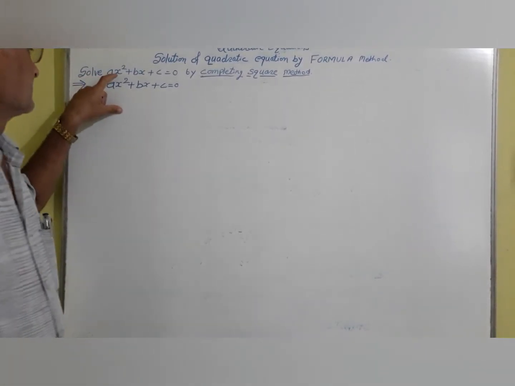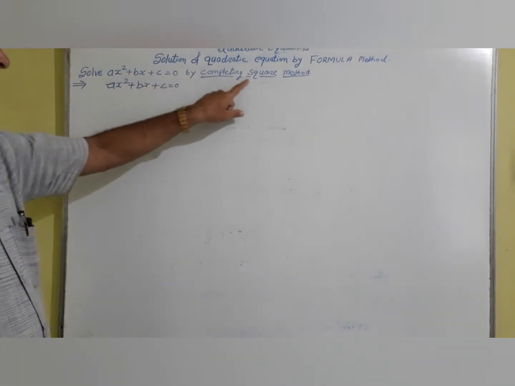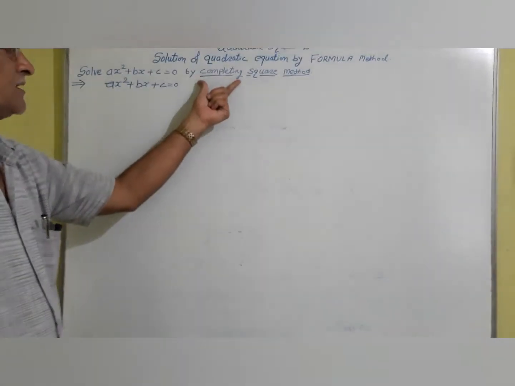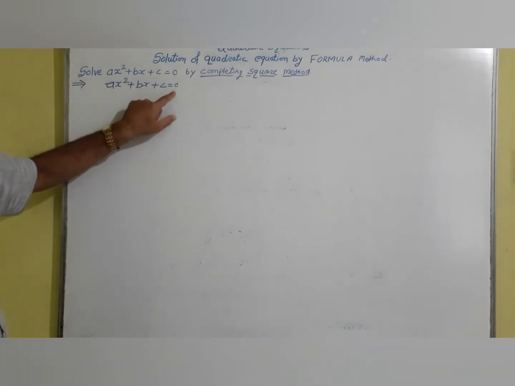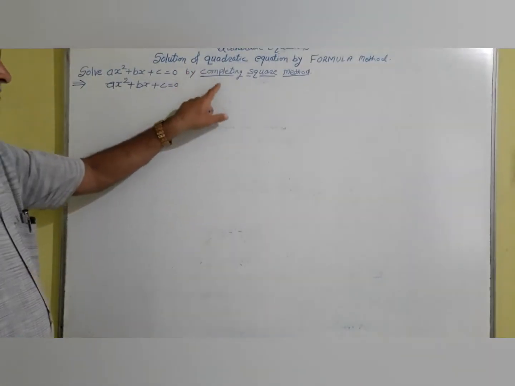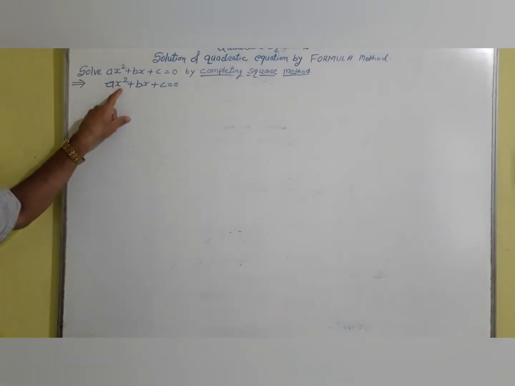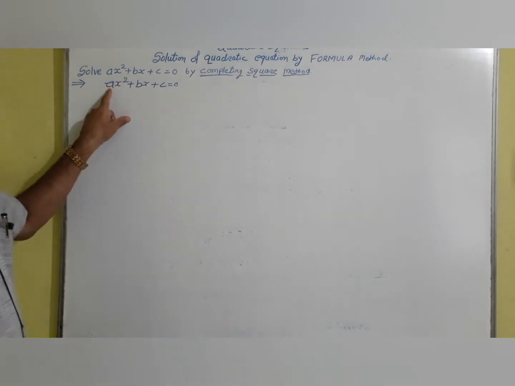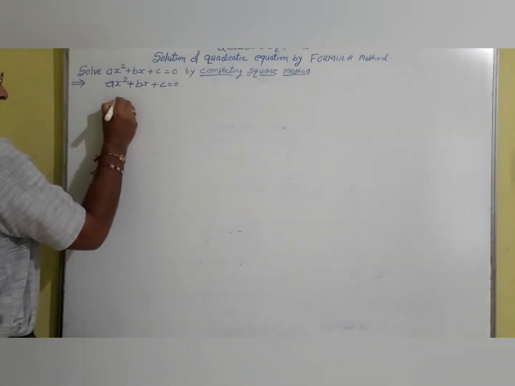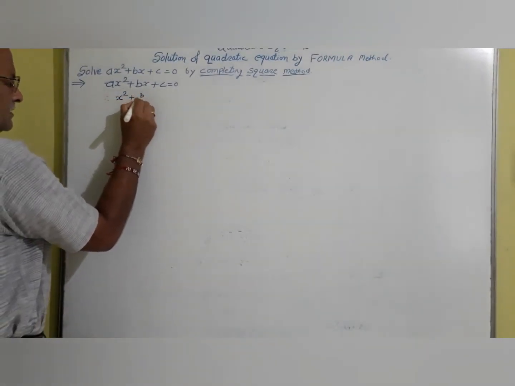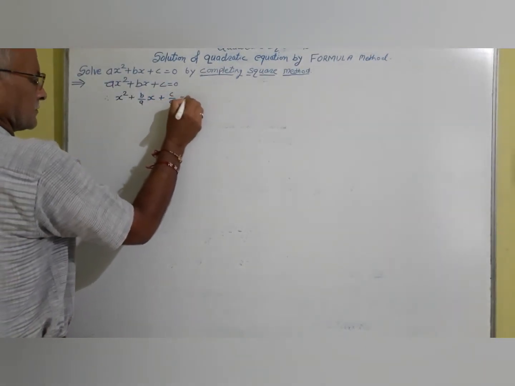Solve ax square plus bx plus c is equal to 0 by completing square method. Which method? Completing square method. For that, first of all, we write the given quadratic equation. And you know that in a completing square method, it is necessary the coefficient of x square will be 1. And therefore, we divide each term by a. Then we get x square plus b upon a multiplied by x plus c upon a is equal to 0.